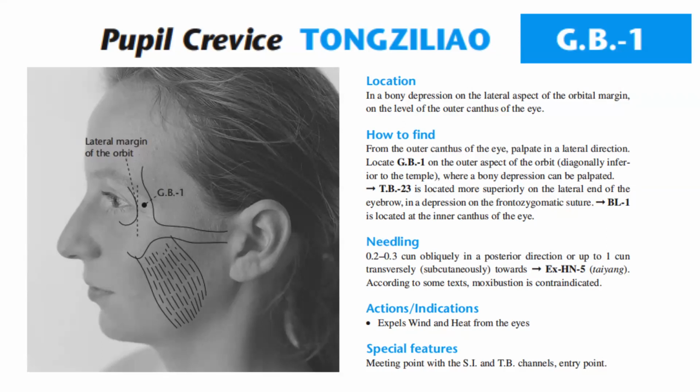Needling 0.2 to 0.3 cun obliquely in a posterior direction or up to 1 cun transversely subcutaneously towards EX-HN5, the Taiyang. According to some texts, moxibustion is contraindicated. Actions and indications: expels wind and heat from the eyes. Special features: meeting point with the SI and TB channels. Entry point.